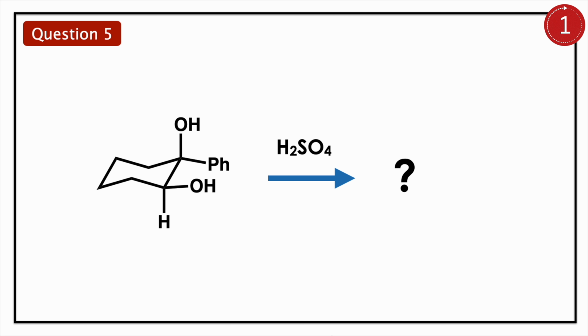Then the interesting and final example: you have a cyclohexyl system. At the 1,2 positions you have alcohols, that is technically a diol. One is with phenyl, another is hydrogen. Here the two alcoholic groups are syn to each other. One is axial, one is equatorial, at the 1,2 positions. You are using sulfuric acid. You should find what the final product will be.